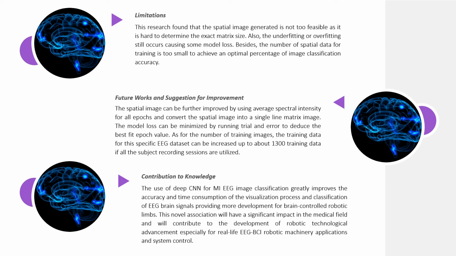The use of Deep CNN for MI-EEG image classification greatly improves the accuracy and time consumption of the visualization process and classification of EEG brain signals, providing more development for brain-controlled robotic limbs. This novel association will have a significant impact in the medical field and will contribute to the development of robotic technological advancement, especially for real-life EEG BCI robotic machinery applications and system control.